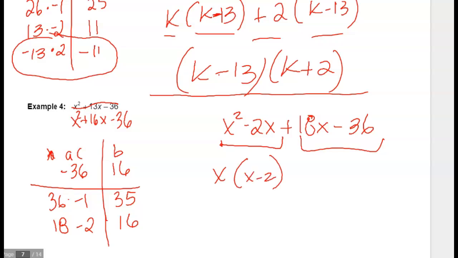And I can factor out from over here an 18. Remember, it's positive because that drops down. And what does that leave me with? Also x minus 2. And you can always check these. X times x is x squared. X times negative 2, negative 2x. 18 times x is 18x. 18 times negative 2, negative 36.